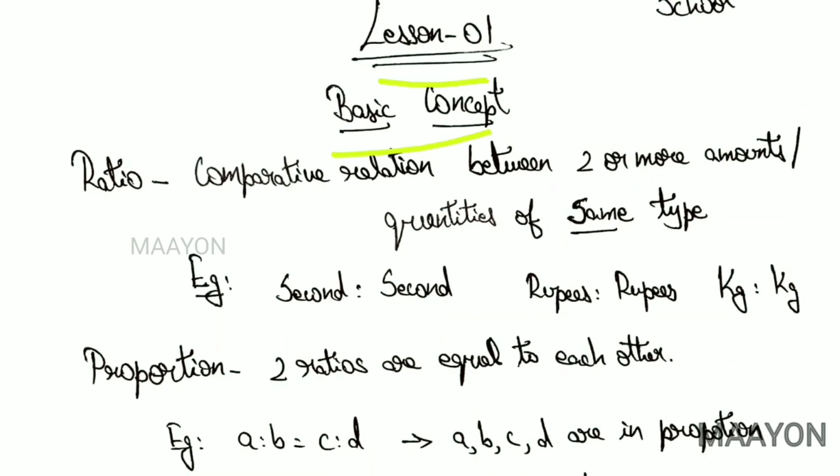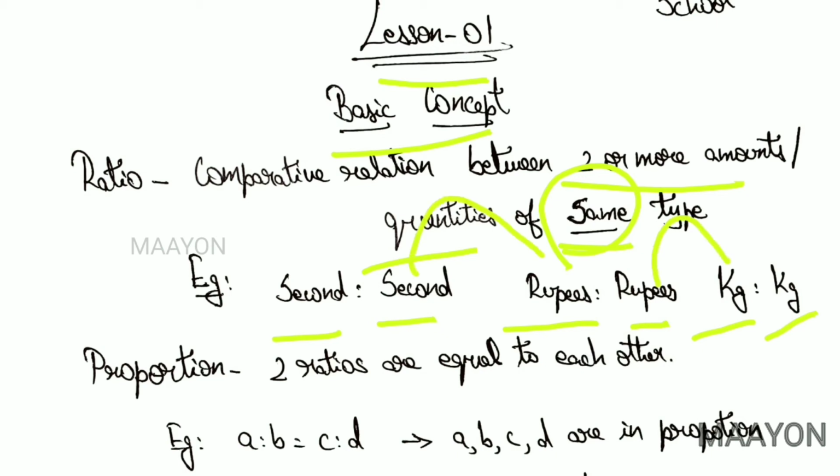Lesson 1, basic concept. Ratio: a comparative relation between two or more amounts or quantities of the same type. That is, when comparing two or more amounts or quantities, they should be of the same type. When seconds are compared with seconds, they can form a ratio. And when rupees are compared with rupees, they can form a ratio. Similarly, when kgs are compared to kgs, they can form a ratio. But rupees and kg can't form a ratio. Similarly, seconds and rupees can't form a ratio. They should be of the same type.